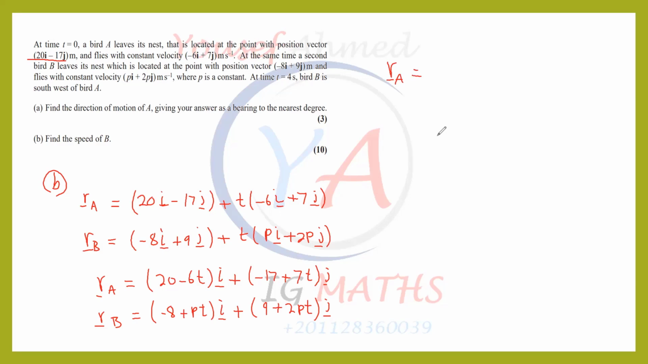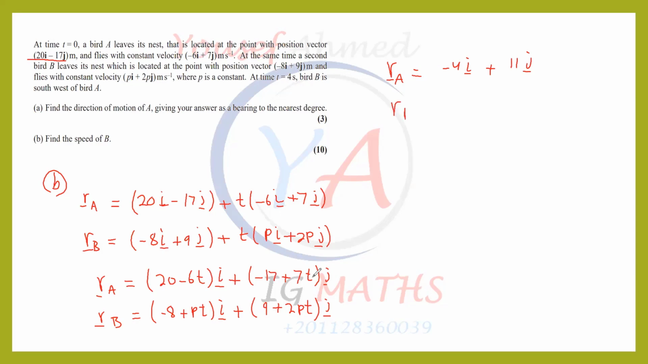So we replace the time by 4. So 6 by 4 is 24. So 20 minus 24 will be negative 4i added to 7 by 4 is 28. 28 minus 17 will be 11j. I need to write the brackets. So this is the position vector of A.